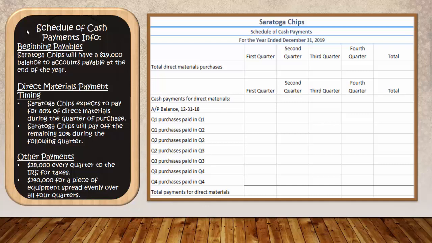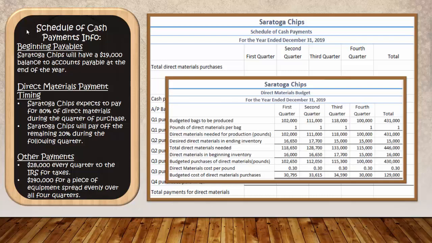Now that we're done with our schedule of cash receipts, we can move on to our schedule of cash payments. Schedule of cash payments is rather large, so we're going to split it into two different sections. The first section being for the payments for direct materials. On the first row, our total direct materials purchases, we can simply go to our direct materials budget. The bottom row of our direct materials budget has our budgeted cost of direct material purchases.